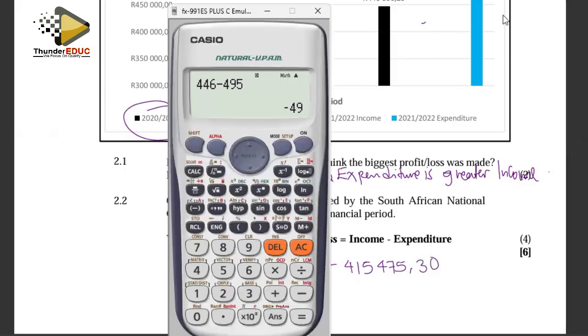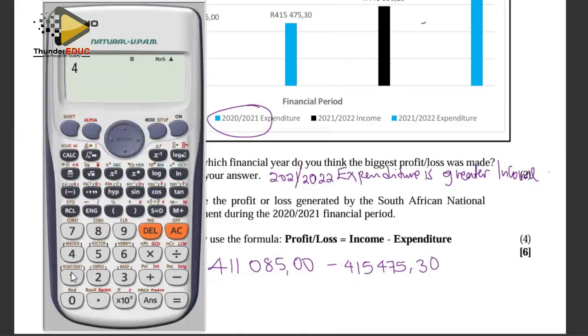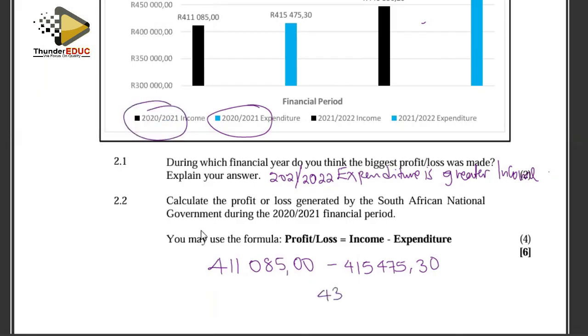Let's use our calculator to avoid wrong answers. We shall say 411,085 minus 415,475. So when you do that, you get an answer as 4,390, and it's a negative. In other words, it's a what? It's a loss.